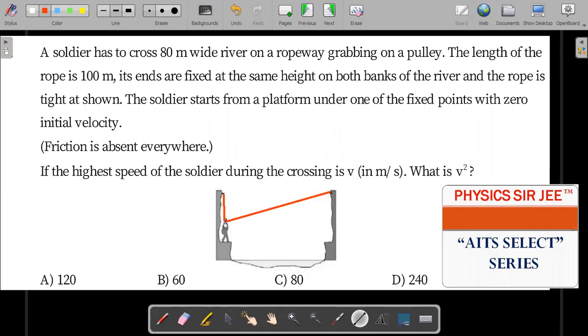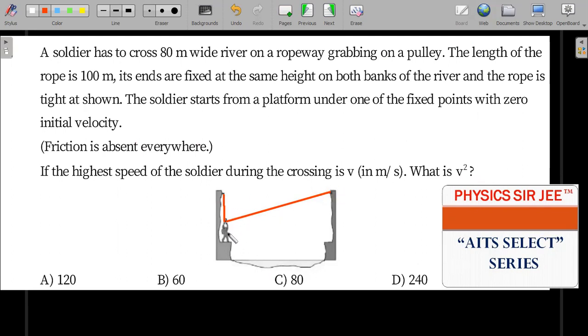It goes around a pulley like this, and the two ends are at the same height. It passes through a smooth pulley, and there's a person here. He has to cross from this side of the bank to the other side. The soldier starts from a platform under one of the fixed points with zero initial velocity. So he starts from below this particular point.